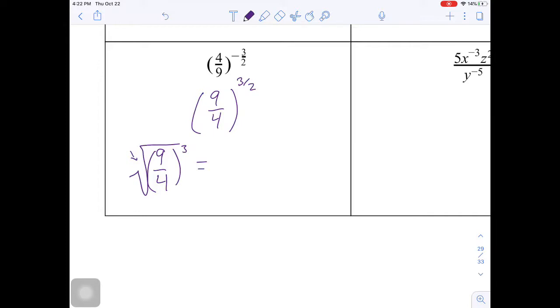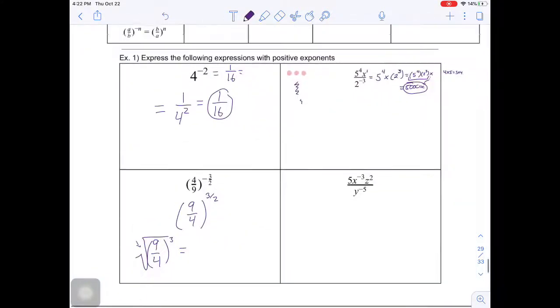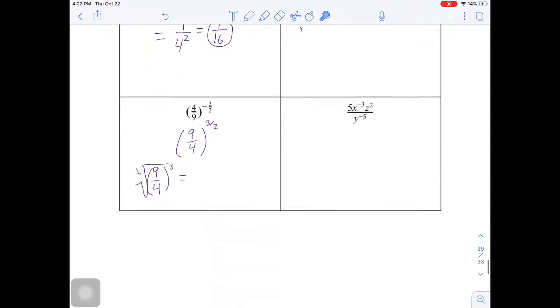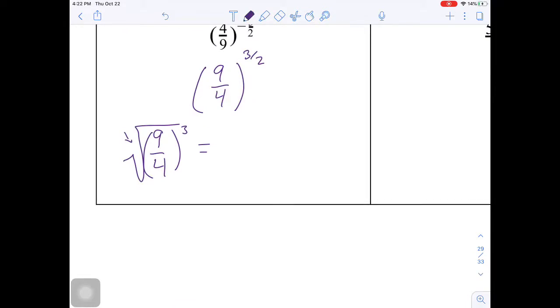And from here, remember, we can either cube everything first or we can square root everything. So what I'm going to do is use my other rule here. When things are being square rooted, I'm going to break that apart and it'll become square root A over square root B. So here, this will become square root 9 cubed over square root 4 cubed. And then from there, I can either cube 9 first or square root it. I'm of course going to square root it because that's easier.